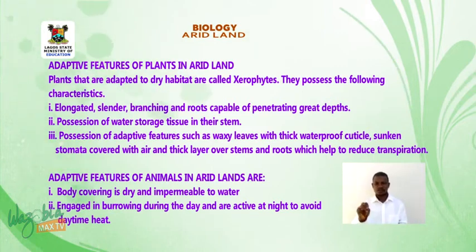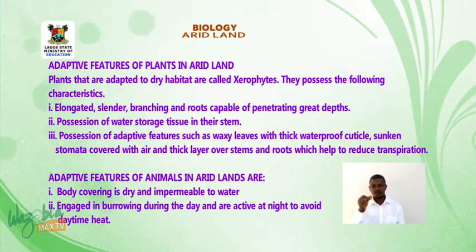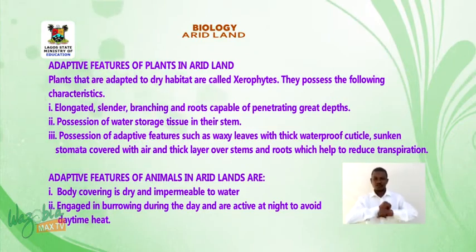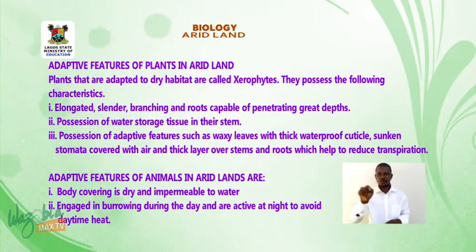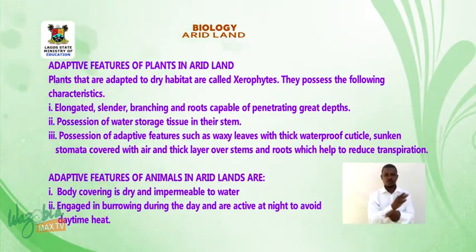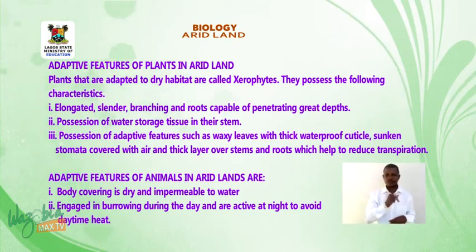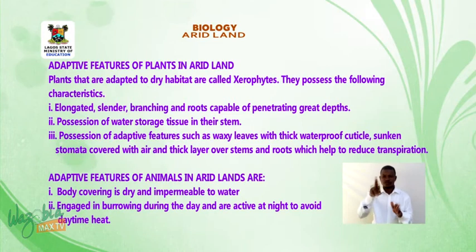3. Possession of adaptive features such as waxy leaves with thick waterproof cuticle, sunken stomata covered with air, and a thick layer over stems and roots, which help to reduce transpiration.